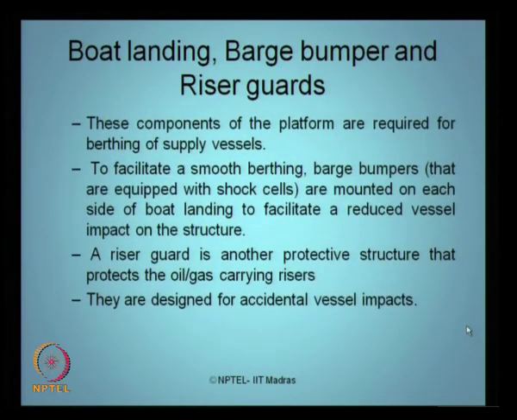Boat landing, barge bumpers and riser guards are components of the platform which are required for berthing of supply vessels. They are used to facilitate smooth berthing. Barge bumpers are equipped with shock cells, mounted on each side of the boat landing, to reduce vessel impact on the jacket platform. Riser guard is another protective structure, used to protect oil-carrying risers from accident impacts on the jacket platform.